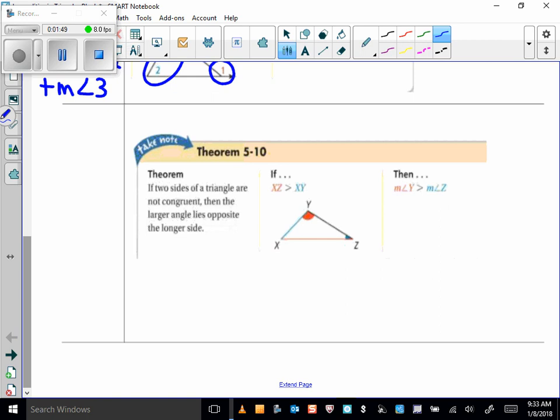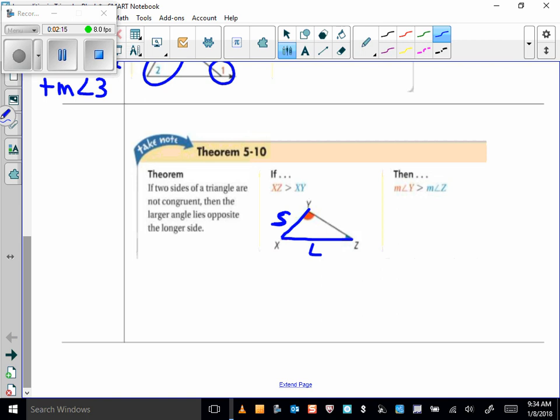So that leads us into this theorem, 5-10, that says if two sides of a triangle are not congruent, then the larger angle lies opposite the longer side. So let's say that we've got XZ here, XZ right there, and XY. So those aren't congruent because they're telling us that this is longer and this is shorter. So longer, shorter.